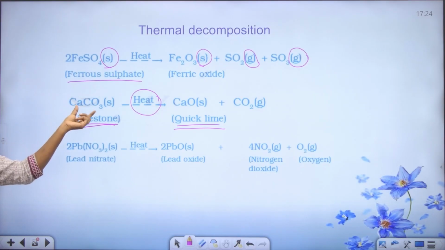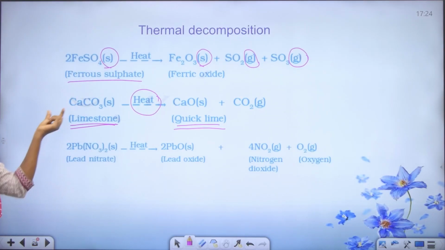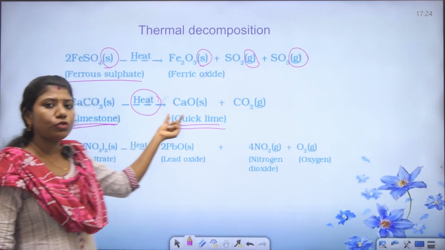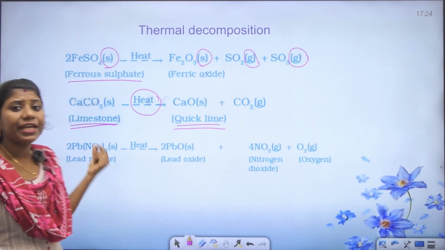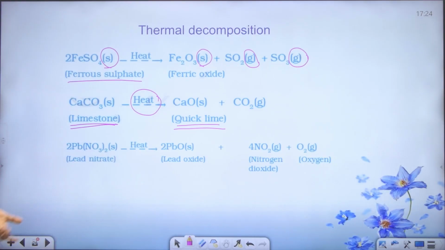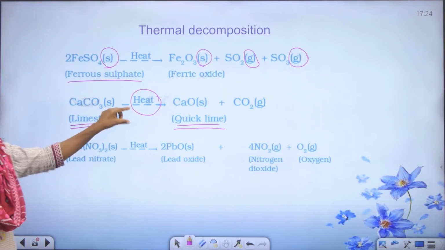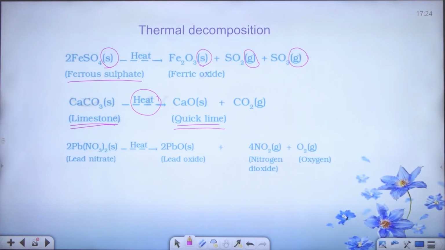Here calcium carbonate is a single compound. It's decomposed to form two smaller molecules, calcium oxide and carbon dioxide. So this is an example for decomposition reaction. Here we are using heat energy. So this is thermal decomposition. Calcium carbonate decomposes in the presence of heat to form calcium oxide and carbon dioxide gas.